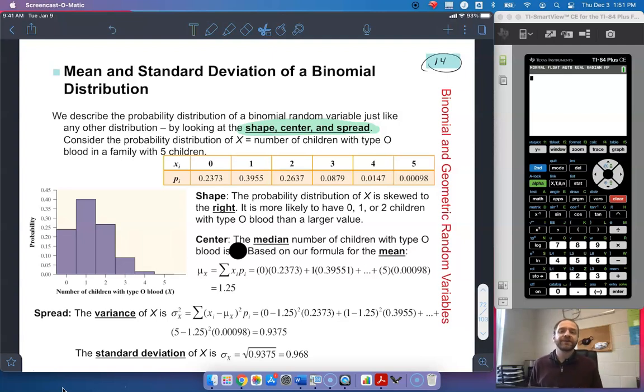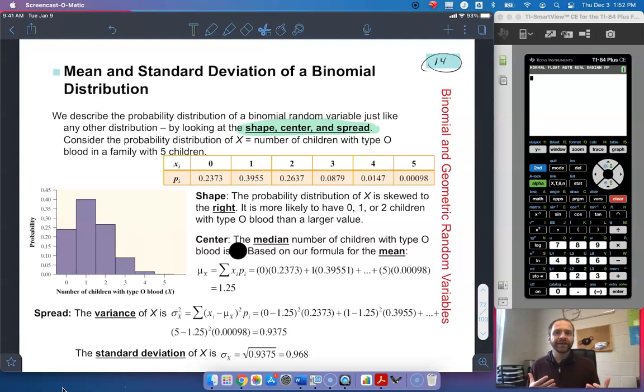So if x equals the number of children with type O blood in a family of 5 children, we're on that example again, we have a random variable. We can see the probability distribution in a table there, and we can also see it in a graph off to the side. If you look at the shape, center, and spread of that, the shape looks like it is slightly right skewed. So the probability distribution of x, we get to use it because we defined it, is skewed to the right.